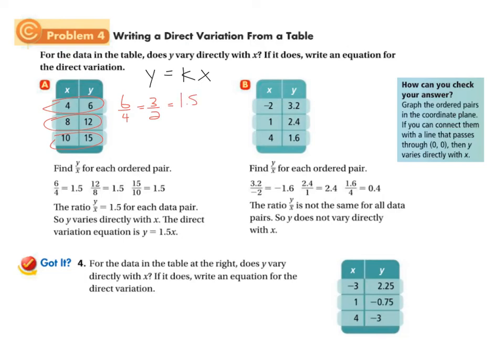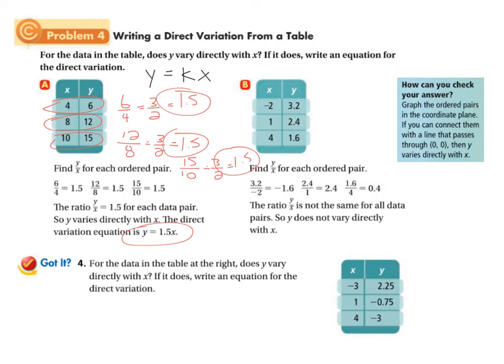Okay, what if we did 12 divided by 8? That also simplifies down to 3 over 2, which is 1.5. And we could do 15 divided by 10, and we would get 3 over 2, or 1.5. We always get this number, which means we are dealing with a constant of variation situation, and so we can use that number for k and write y equals kx as y equals 1.5x.